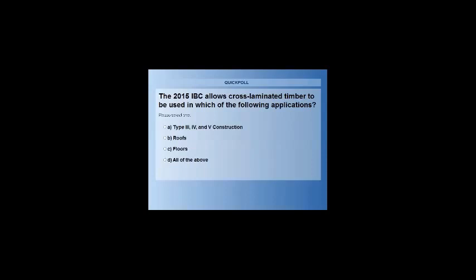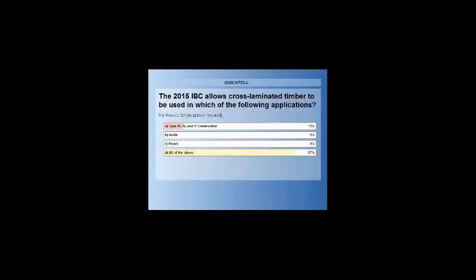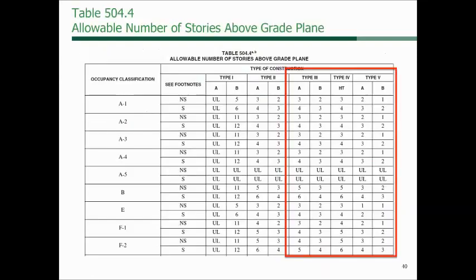All right, we're almost at 80%. All right, I'm going to go ahead and close the poll. And we're split between all of the above and A, Type 3, 4, and 5 construction. So 87% say all of the above, 13% say Type 3, 4, and 5 construction. So Michelle, what is the real answer? The correct answer is all of the above. And that is true. Cross-laminated timber can be used in all of the above. And so we'll go on.